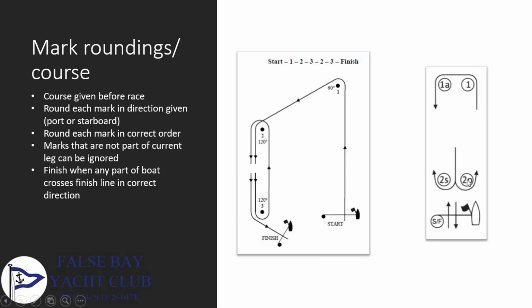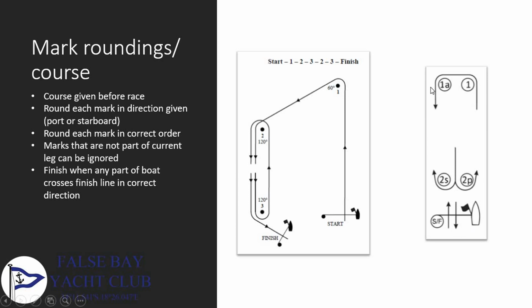Then we've got the situation at the bottom here, which is 2 marks over here. So it's 2S and 2P, that means starboard and port. This situation we call a gate. So if it's stated that there's a gate that you must round, you can either round to this mark called 2S or 2P. The important thing is that you must go through the 2 marks and then carry on with the race.